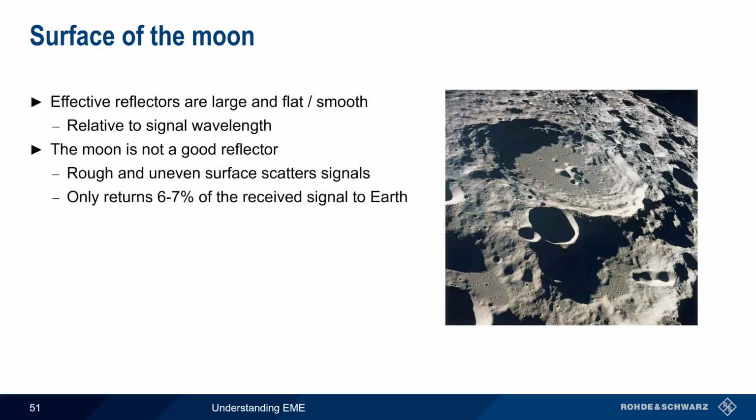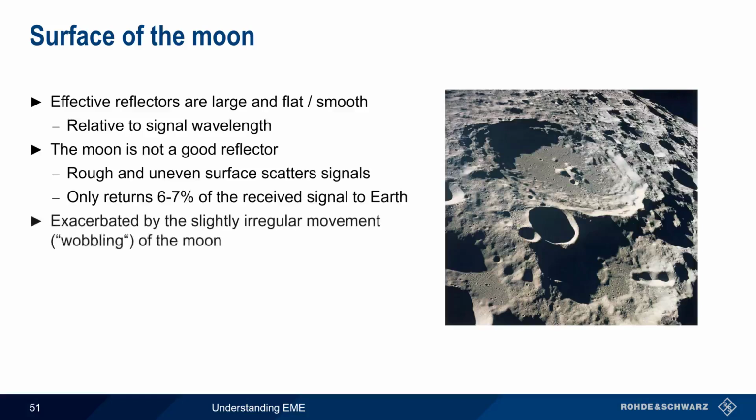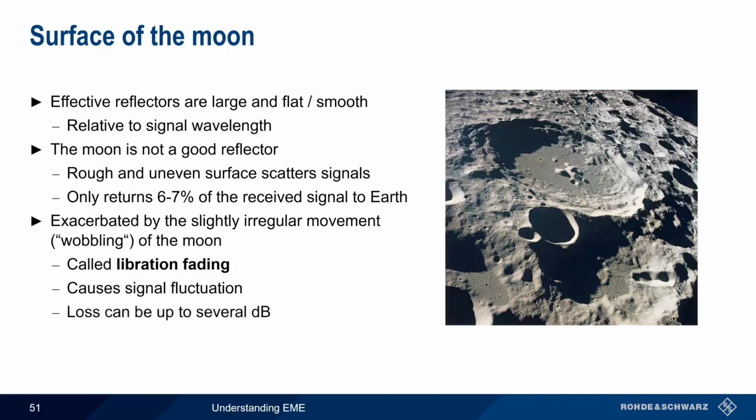And therefore, only about 6 to 7% of the signal received by the moon is returned in the direction of the Earth. This situation is made worse by the fact that the moon wobbles slightly, and this loss due to wobbling is called libration fading. As one might expect, libration fading causes fluctuation in received signal power, with variation in loss up to several dB. This in turn sometimes causes choppiness or fluttering in demodulated EME signals.